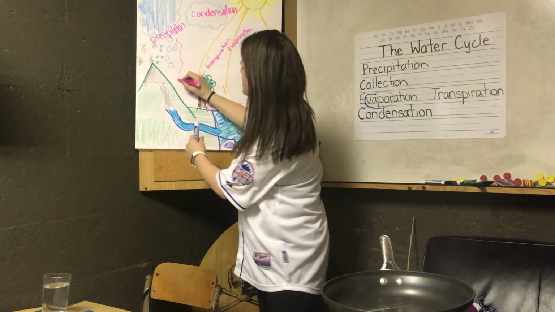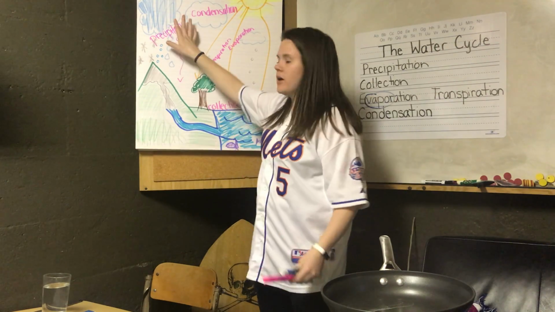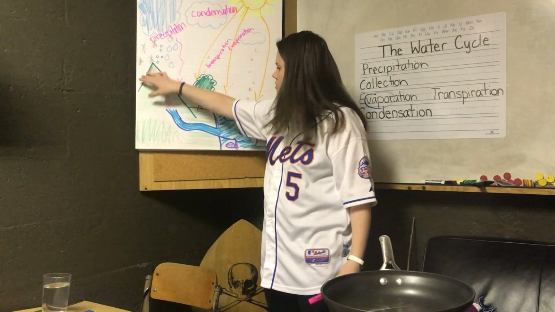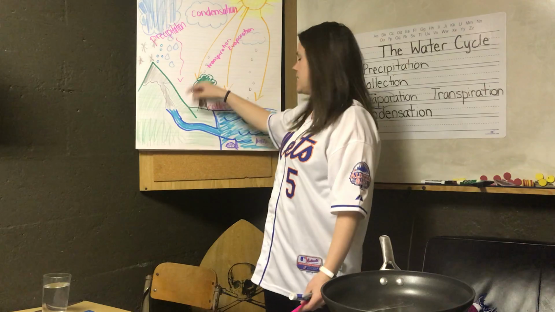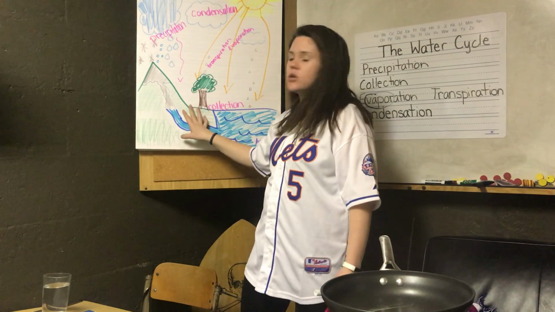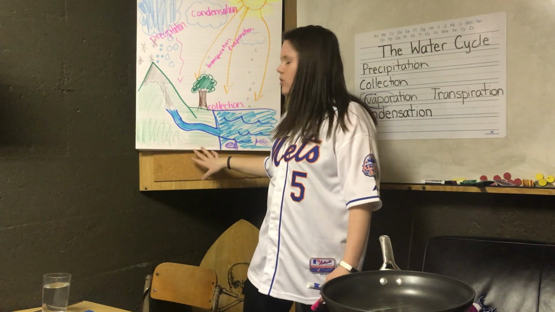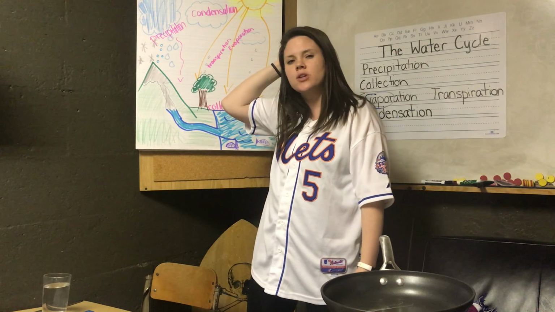When the rain comes down, it lands as snow on the top of mountains, or it lands in the rivers and the lakes, or it lands in the ocean, or it lands on the ground where it can feed the grass and feed the animals and feed the plants and trees.